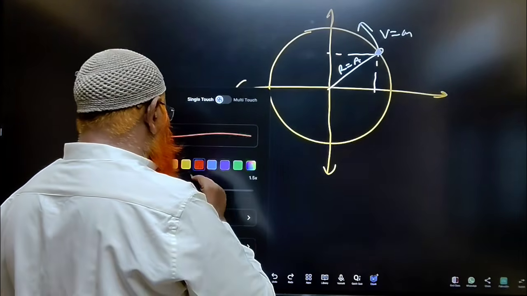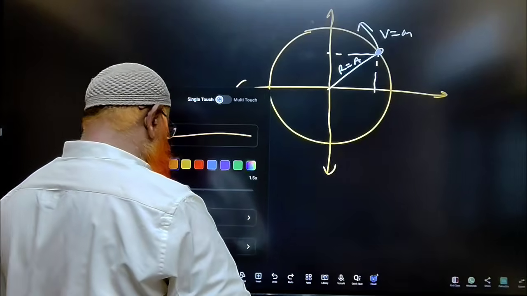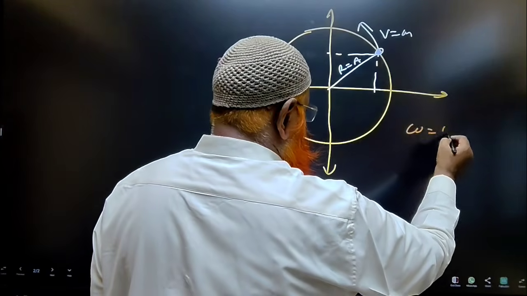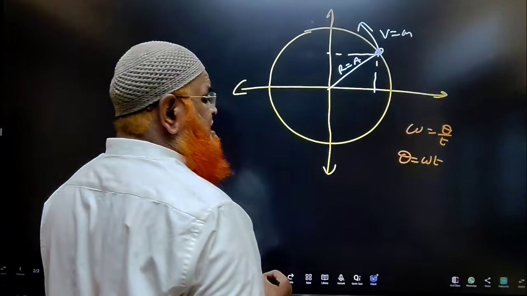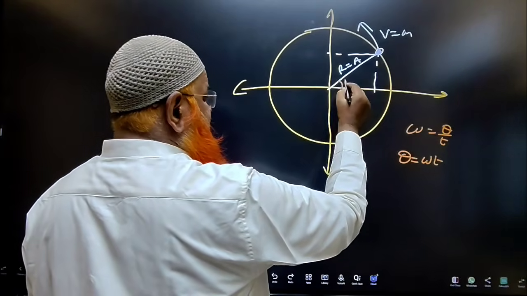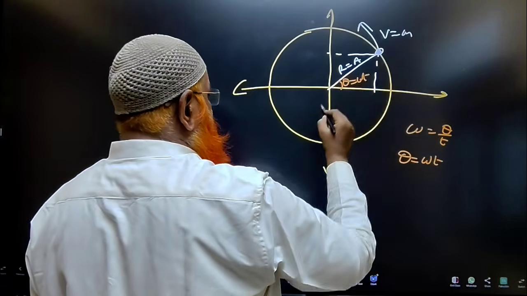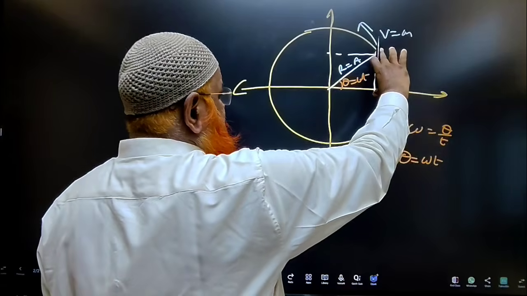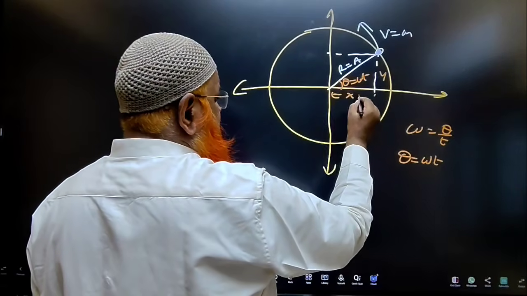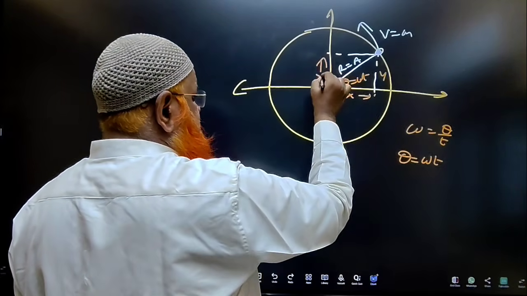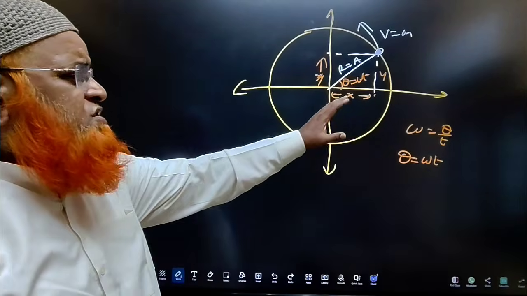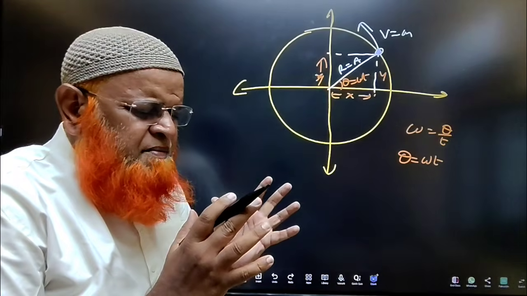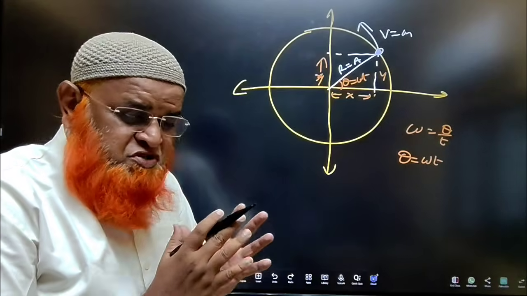And you also know that angular velocity is nothing but angular displacement by time. So angular displacement is nothing but angular velocity times time. So this angle theta can be taken as omega into t. So this is vertical displacement and this is horizontal displacement along the x-axis. So this is y and this is x. So how do you represent this wave? Just try to understand the meaning of a wave motion.